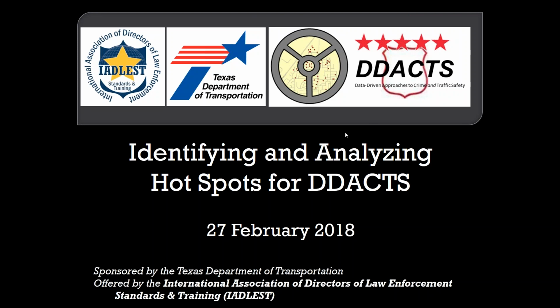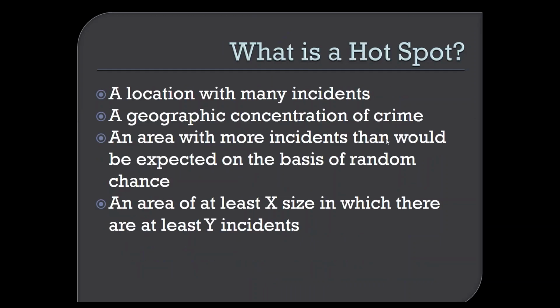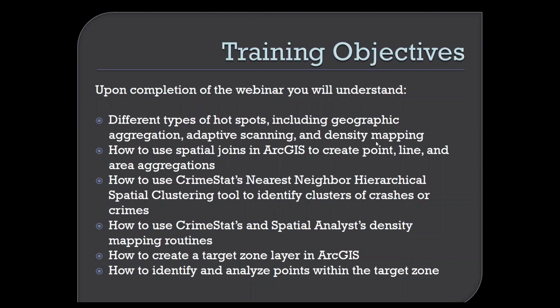Specifically, we are going to cover the different types of hotspots, including geographic aggregation, adaptive scanning, and density mapping. We're going to learn how to use spatial joins in ArcGIS to create point, line, and area aggregations. We're going to use CrimeStat, a separate application that works with ArcGIS. We're going to use its nearest neighbor hierarchical spatial clustering tool to identify clusters of crashes and crimes. We're going to see how density mapping works in both Spatial Analyst and in CrimeStat. And then we're going to turn our hotspots into a target zone layer within ArcGIS and do some supplemental analysis on the points that are within those target zones.